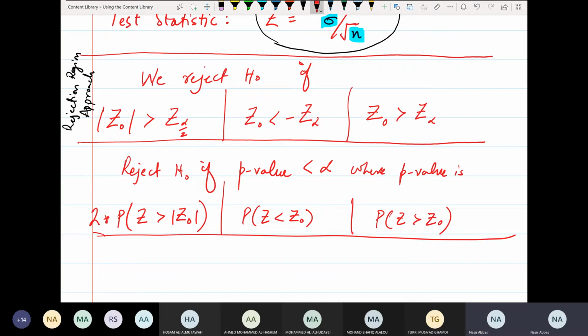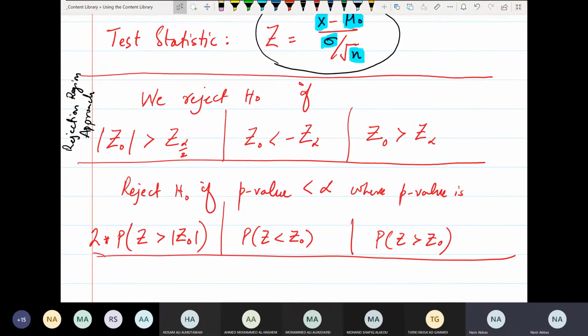This whole thing is called the p-value approach. That is, you will have the question, you will calculate the p-value from the test statistic. And keep in mind, when you are calculating the p-value, it does not involve alpha. In these p-value expressions, you will not see alpha anywhere. But once the p-value is calculated, then you compare it with alpha. If it is less than alpha, you reject H0. If it is more than alpha, you fail to reject H0. This whole approach is called the p-value approach.